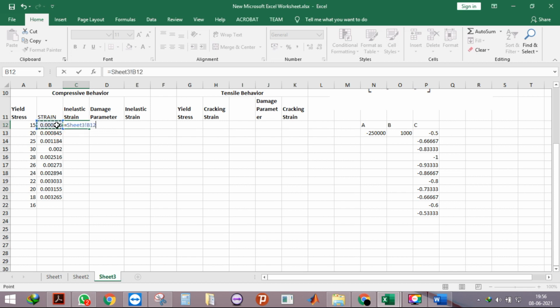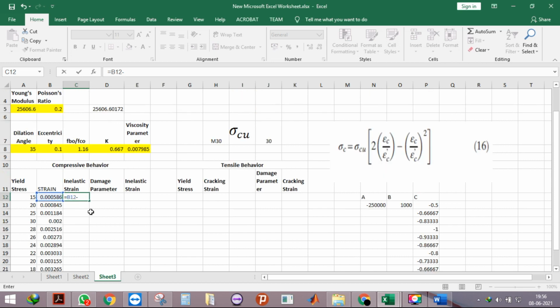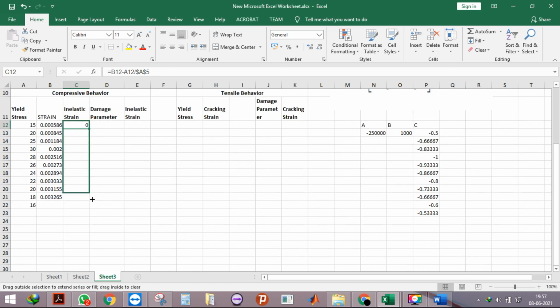It will be epsilon minus stress upon strain. It will be sigma upon modulus of elasticity. So these values shall be 0. If it is not 0, then your calculation is wrong. So make it constant, because it will be same for all other values. So simply drag it, so you will be getting inelastic strain.